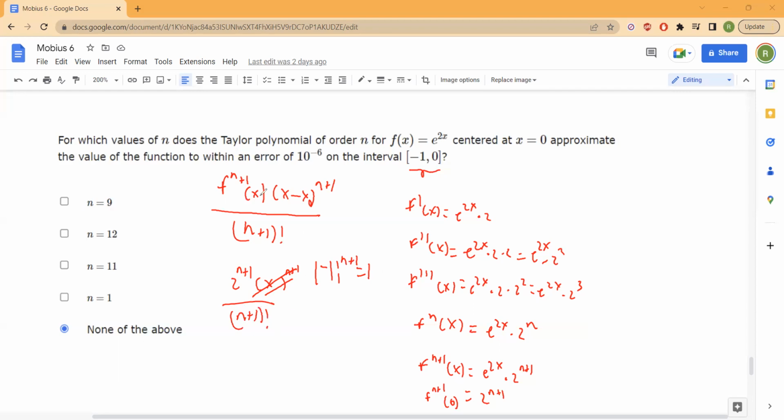So in the end, we get that our biggest error is going to happen at 2^(n+1) over (n+1) factorial. Now we need to figure out what order of the polynomial, or what n, we need so that the error would be within 10^-6. What would really happen is that you would just need to plug in your 9, your 12, your 11, and your 1 and see whether that's smaller than 10^-6.